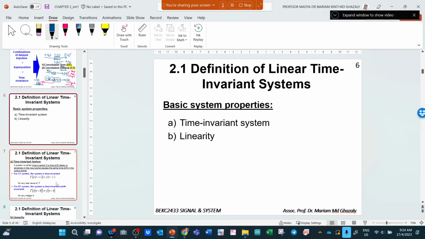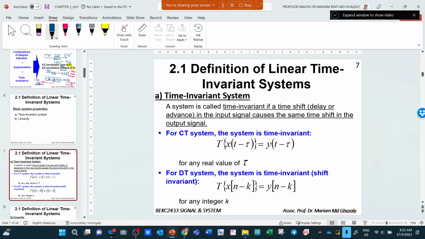Right, so the basic system property for time invariant, you have learned this in the last chapter last week. Okay, for continuous time is that if there is a time shifting, or which is time shift, delay or advance in the input, it will cause the same delay or shifting in the output. Okay, so logic lah. Okay, so same goes to discrete time. So it will have the equation like this. So for the t value, if you have an input with shifting, then supposedly y pun ada shifting.